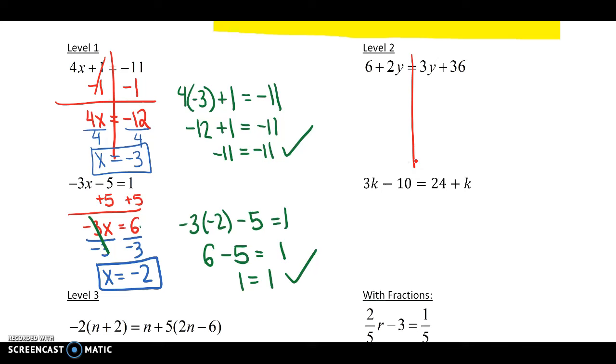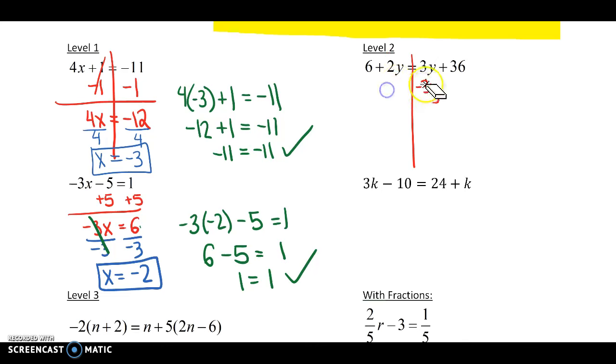Okay, so my first goal is I'm going to try and just get all my variables on one side. So you have a 2y and a 3y. I can either move the 3y over here, or I can move the 2y over here. It doesn't matter what you choose. Now in order to undo plus 2y, I would have to subtract 2y from both sides. Or you have a positive 3y here, so that 3y is being added to the 36. You can subtract 3y here and move the 3y to that side. It doesn't matter which side the variables go on.